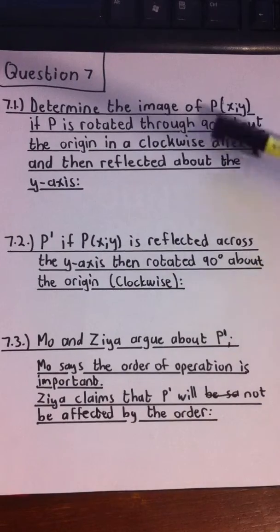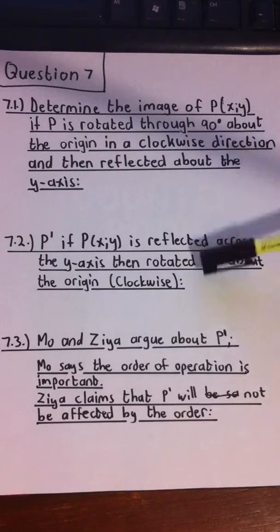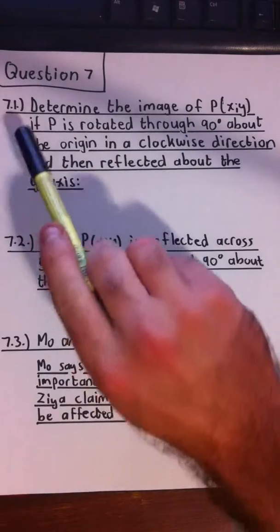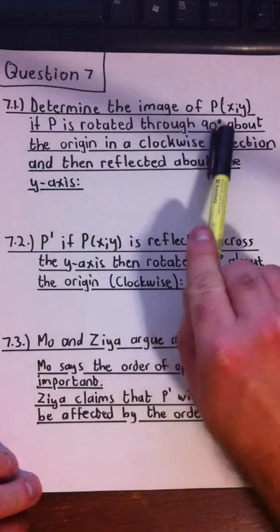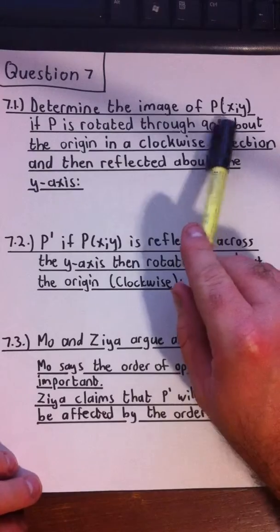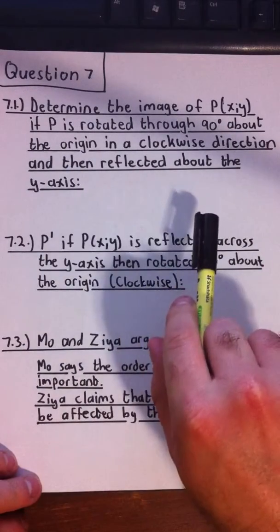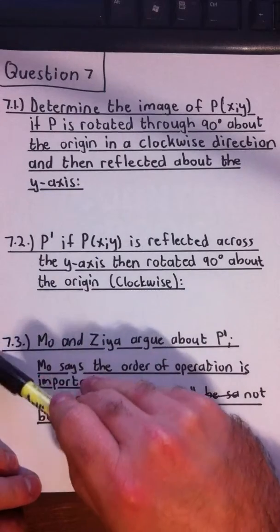Question 7. Now this looks like a lot of writing, but all these questions are only worth 2 marks, and it is to do with the basic transformations of rotation and reflection. Now let's see. 7.1. Determine the image of P, which is x and y to start with, if P is rotated through 90 degrees about the origin in a clockwise direction and then reflected about the y-axis.